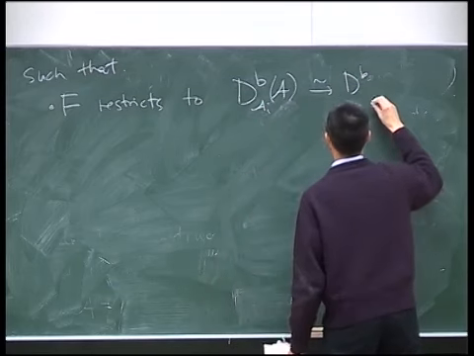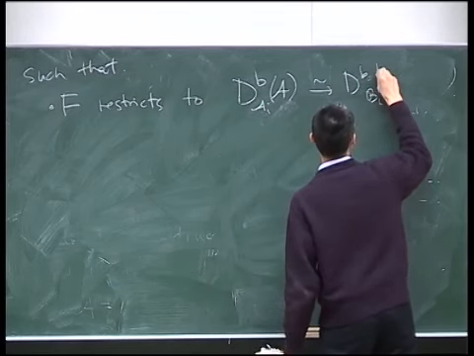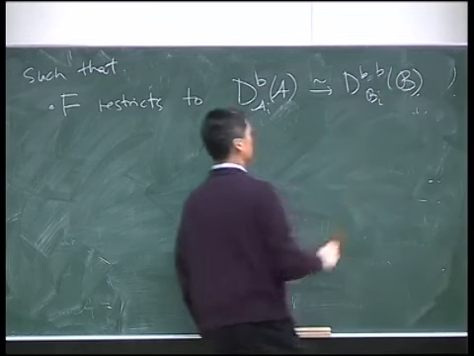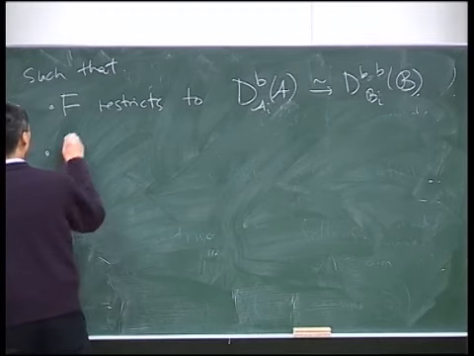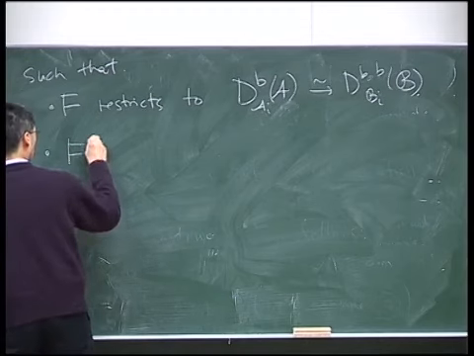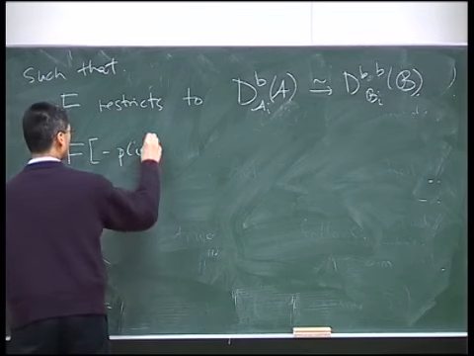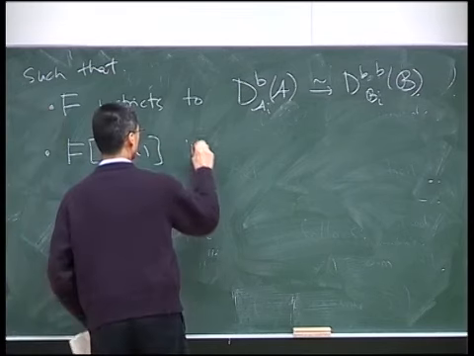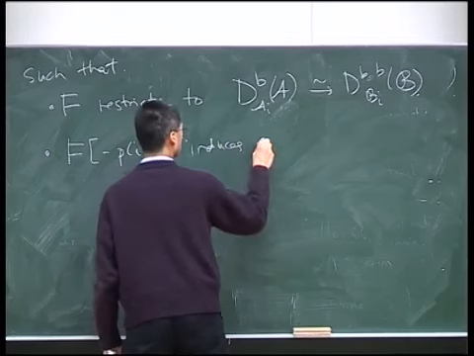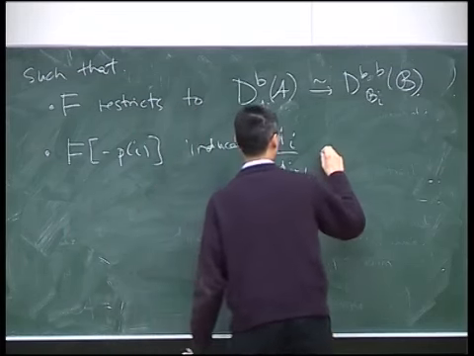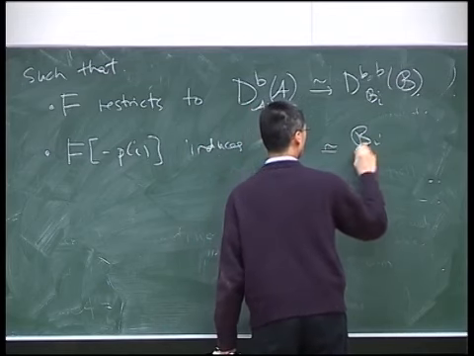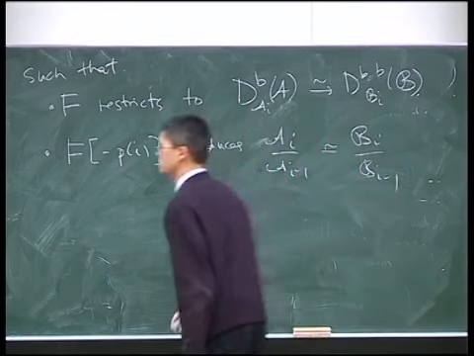So taking these subcategories, I want them to match on the two sides. Okay, and secondly, I want to say that up to shift, we get an equivalence between quotients of the filtrations. So I suppose I should say that these are Serre subcategories.